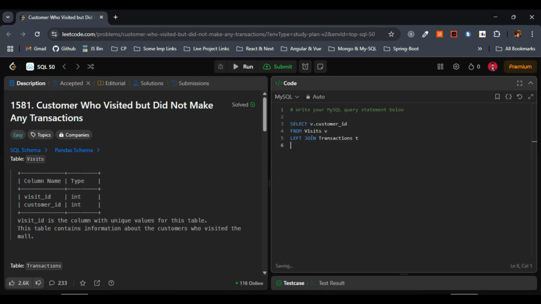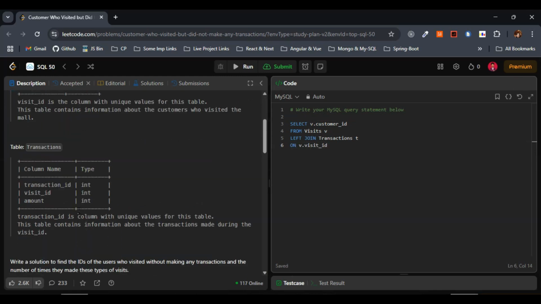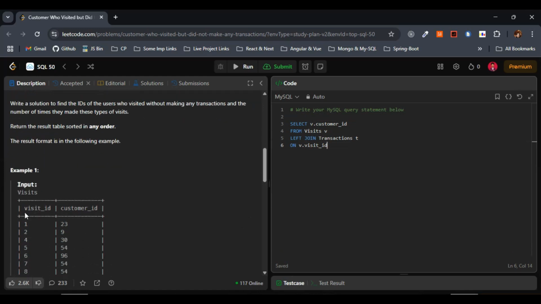The next step here is we will join on a condition based on visit ID. So I'll make use of ON here, V dot visit underscore ID, that's what we have here, and this one has to be equal to T dot visit ID. We will join both tables based on visit ID, right? This one we have discussed already.